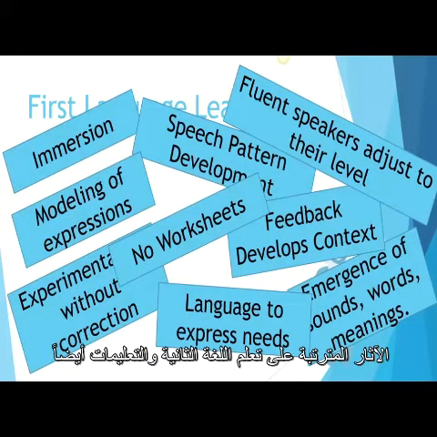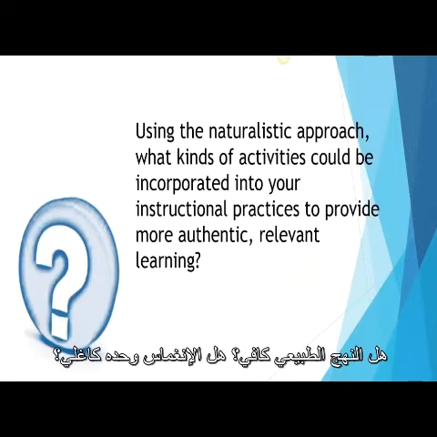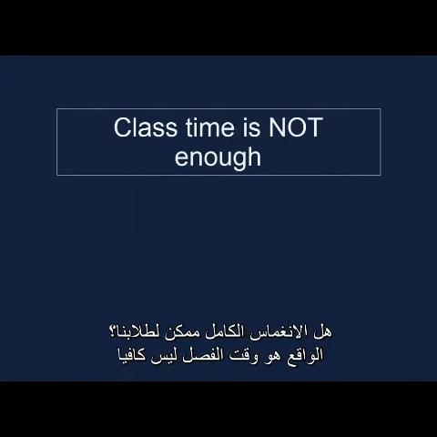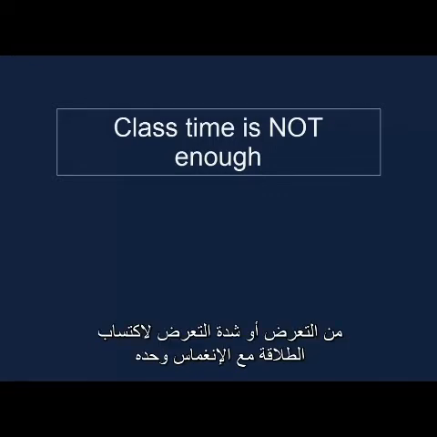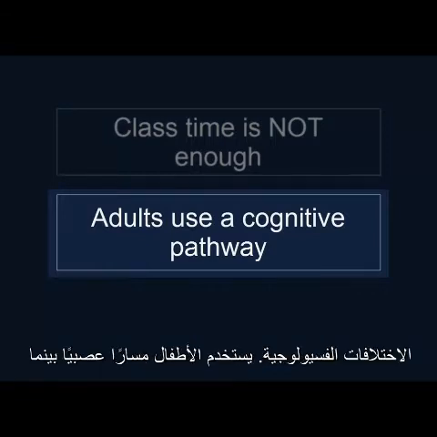and instruction as well. What may make the naturalistic approach difficult for our students? Is the naturalistic approach enough? Is immersion alone enough? Is complete immersion even possible for our students? The reality is, class time is not enough. Children take years to acquire their first language. There is not enough exposure or intensity of exposure to acquire fluency with immersion alone. Adults are not able to duplicate the exact natural acquisition of a child due to physiological differences.